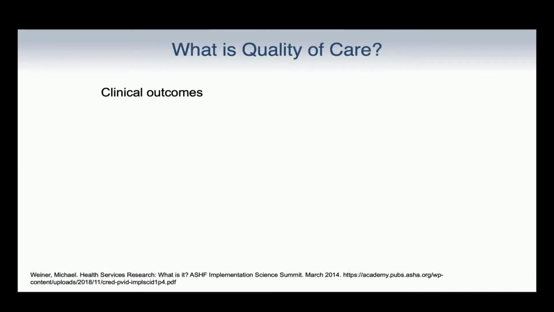Next, let's talk about quality. So quality can mean, similar to access, many different things. So it could be from clinical outcomes. So what is the complication rate? What is my success at removing some oncologic organ?